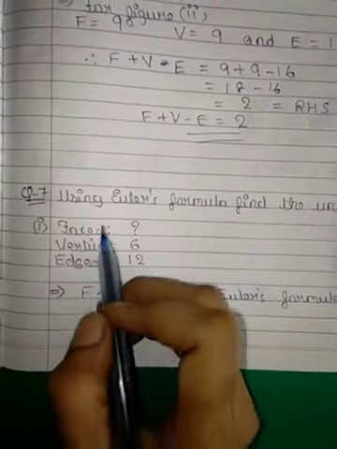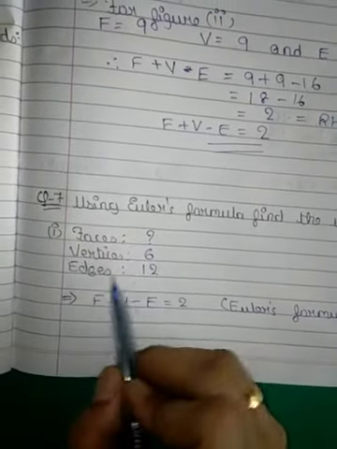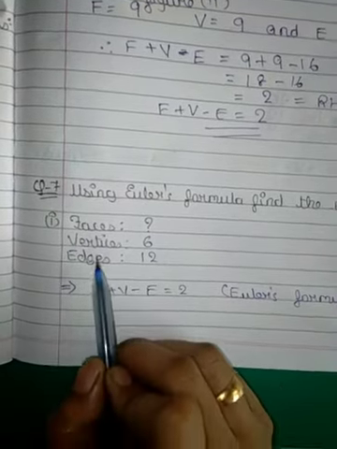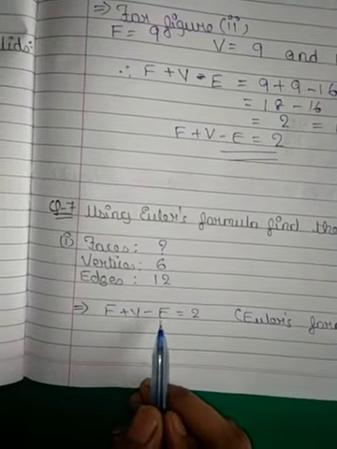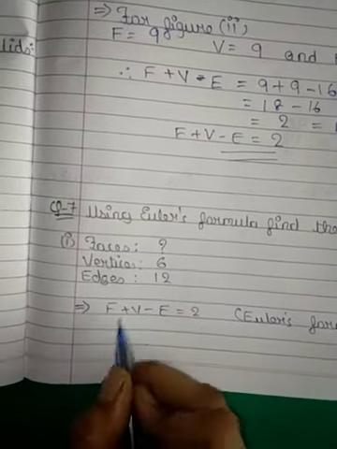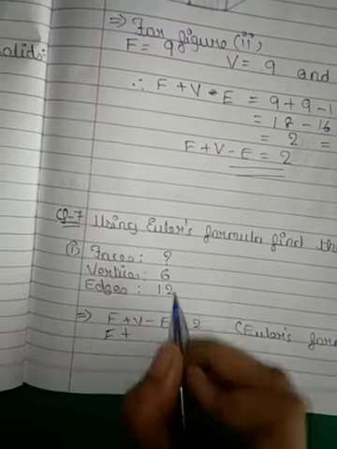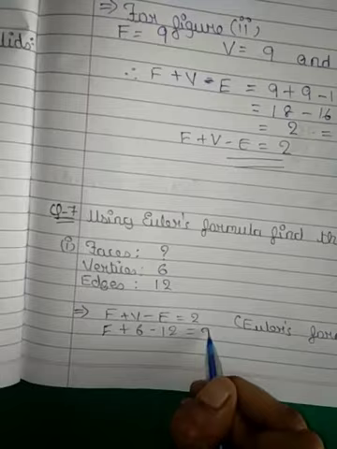Now question 7. Using Euler's formula, find the unknown. So these are the things that are given to us. We have to find the faces. Faces is question mark. Vertices is 6. Edges is 12. So what is the formula? F plus V minus E is equal to 2. F we have to find. So we will keep F as it is. Plus vertices. Number of vertices is 6. Edges are 12. Is equal to 2.